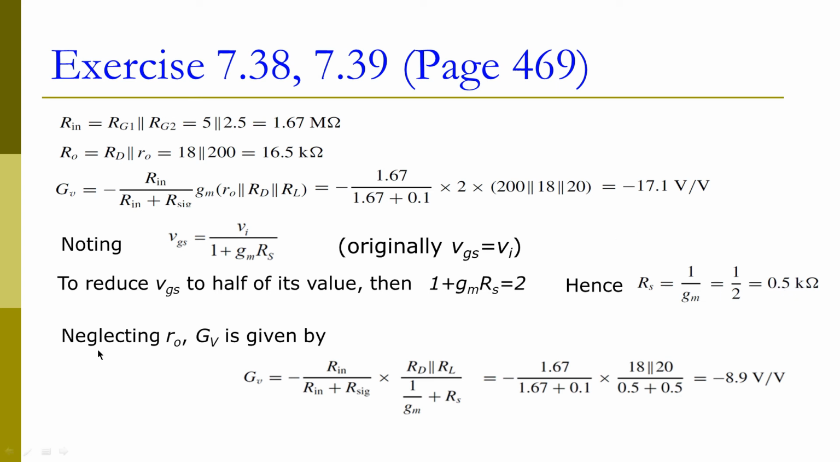Now, if we neglect this small ro, our Gv can be calculated from this formula. This is what we derived earlier. If we plug in those values, we see that our gain actually is reduced. It's almost half of our original gain. Okay, I think this concludes this session.